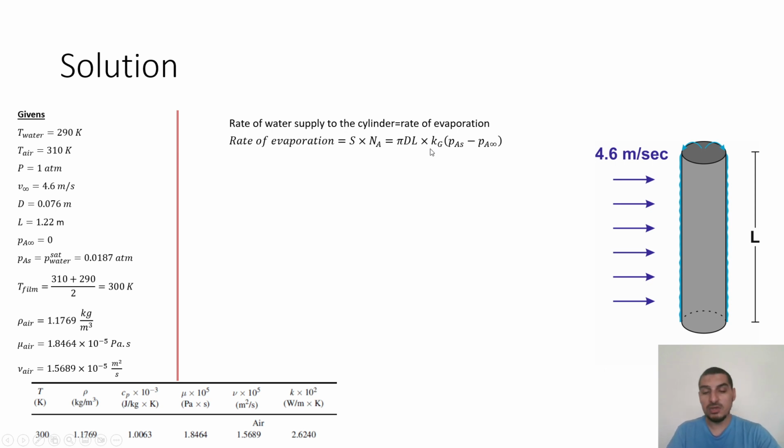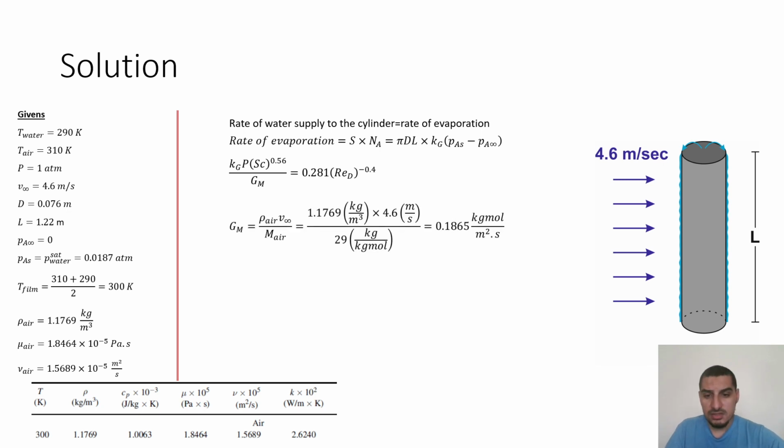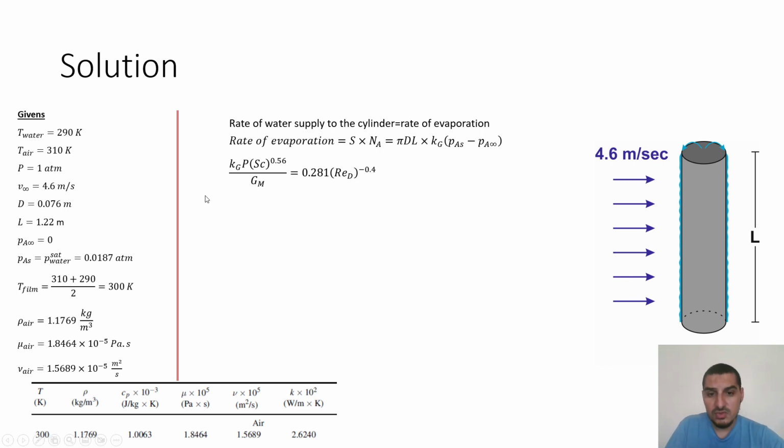So to get the kg, we will use the correlation, and this correlation contains some parameters. We need to make sure that we have everything. We have P, we have the Schmidt number, only the diffusion coefficient is missing. Reynolds number, I think we have everything for Reynolds number, so we will see. So first let's get GM, and GM, as we said before, has units of mole per meter square second. These are the units of GM, and we said this is another representation of the velocity.